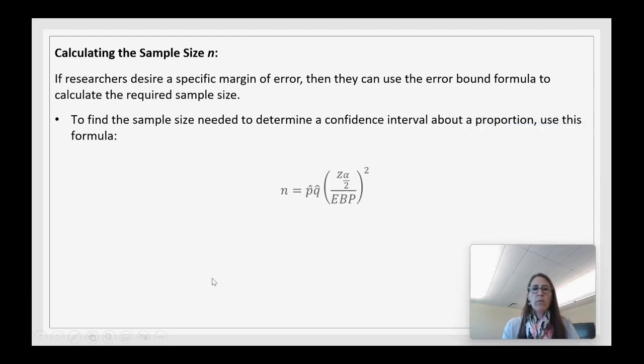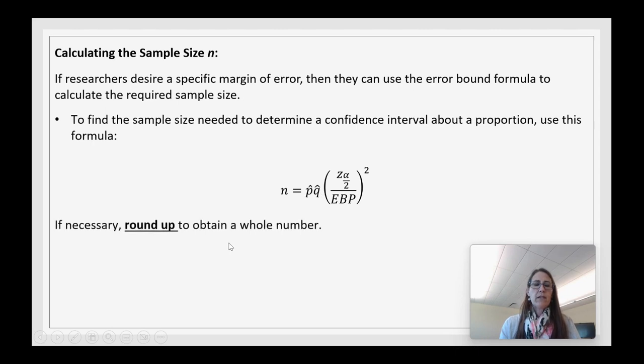We're going to use this formula where our sample size is equal to P hat times Q hat times the z-score divided by the error bound for the proportion, squared. This is very similar to the one that we saw for population mean, but these guys aren't squared because they were square rooted. Once they got squared, they're just P hat times Q hat. So that's one of the big differences here. Round up to get a whole number.